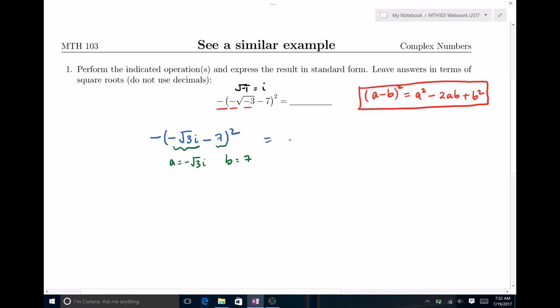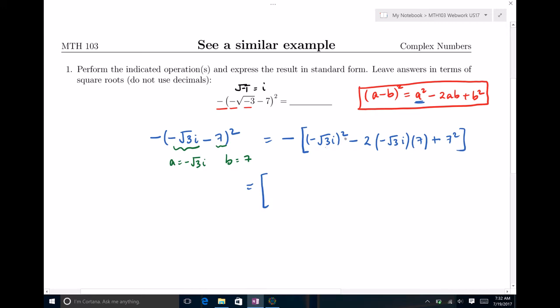So this gives me negative, be careful of the negative sign outside, and inside the bracket I have a squared, so that's negative square root 3i squared, minus twice ab, so that's twice a, which is negative square root of 3 times i, times b, which is 7, and then plus b squared, so that's 7 squared. We'll simplify each of these terms very carefully.